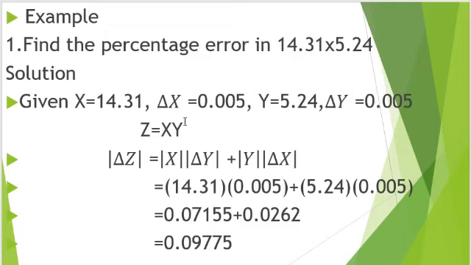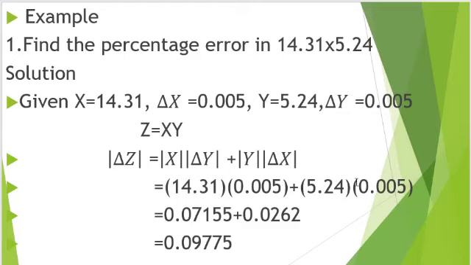Then, what is the maximum absolute error expression for the product? Here, since we have xy, how do we get that expression? We behave as if we are using the product rule from calculus. It will be x times change in y plus y times change in x. Then we substitute in. Our x is 14.31, our change in y is 0.005, our y is 5.24, and our change in x is 0.005.